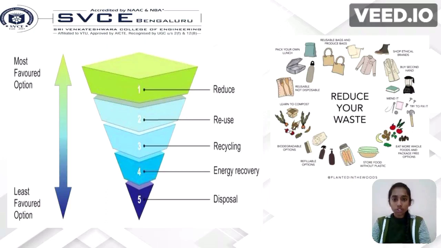This is the pyramid which shows what the most favored option and the least favored option are. Reducing the things which will harm the environment is the most favored option, and these are some examples of things we can reduce, refuse and recycle.